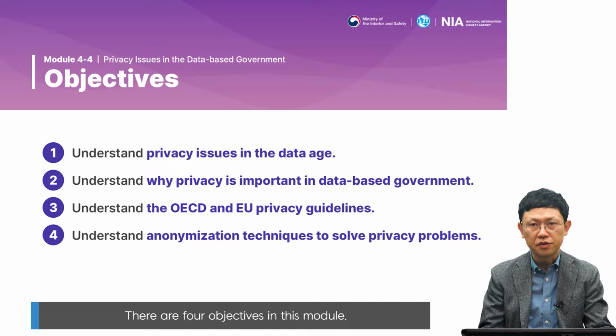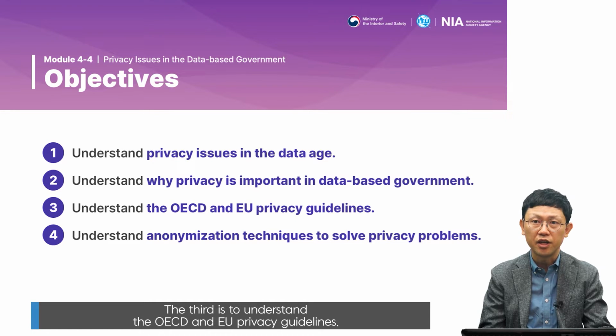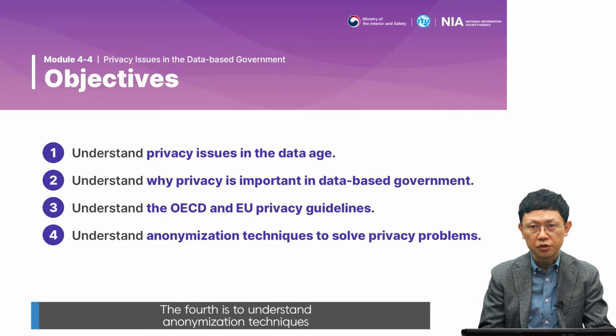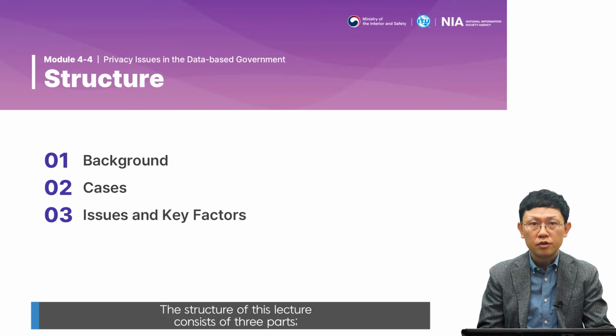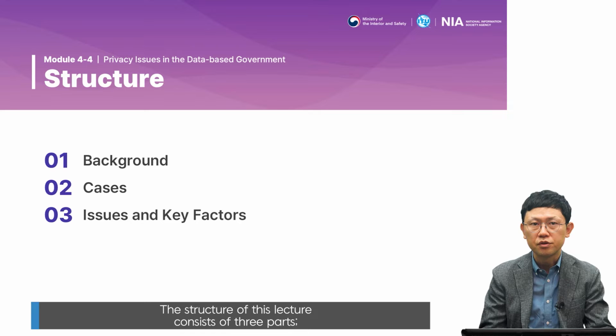There are 4 objectives in this module. The first is to understand privacy issues in the data age. The second is to understand why privacy is important in data-based government. The third is to understand the OECD and EU privacy guidelines. The fourth is to understand anonymization techniques to solve privacy problems. The structure of this lecture consists of 3 parts: background, cases, and issues and key factors.